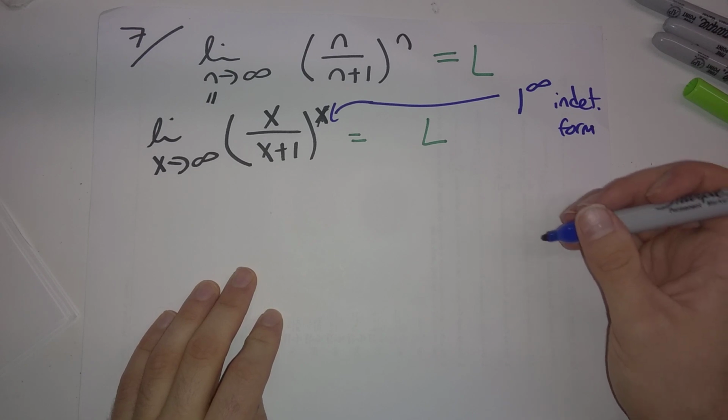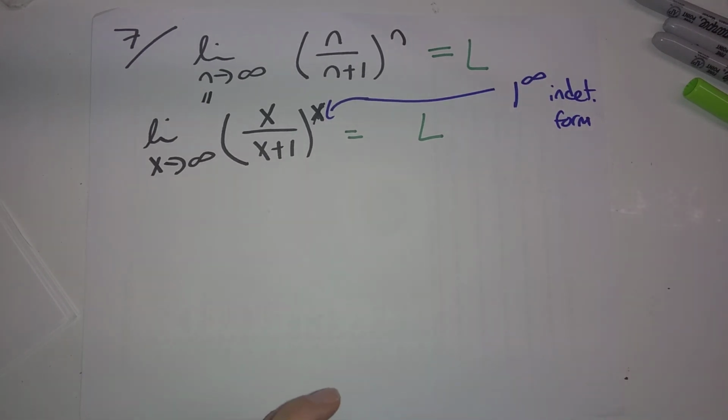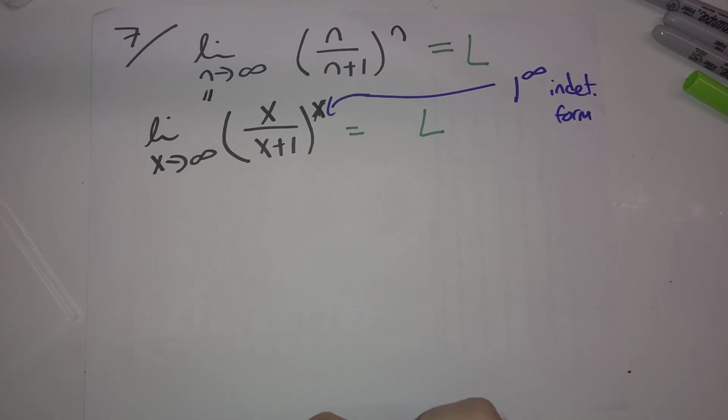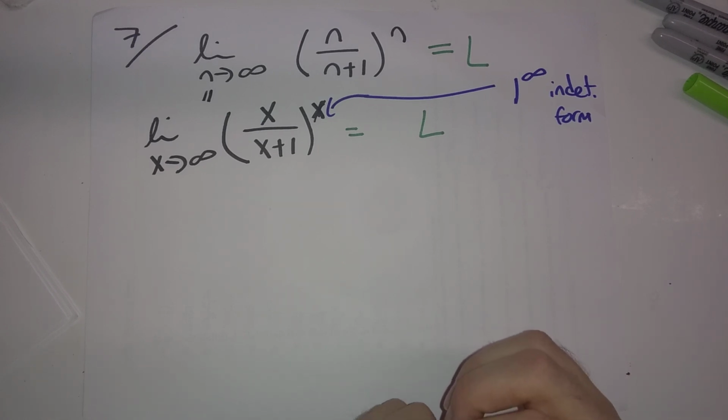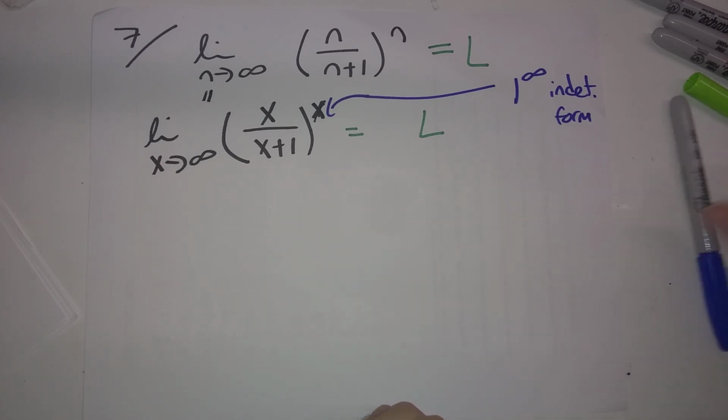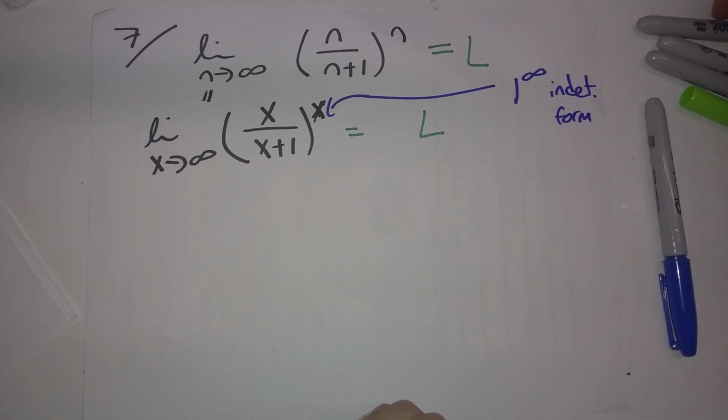So how do we handle indeterminate forms? Well, in general, we want to use L'Hopital's rule, but right now we're not in a 0 over 0 or infinity over infinity indeterminate form. So it's going to be a little bit of work that we have to do before we can get to a point in which we can use L'Hopital's rule. So how do we manipulate it into a form in which we can use L'Hopital's rule?